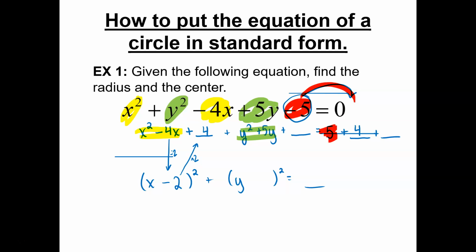Everybody okay there? Then I'm going to do the same thing with the y's. So I'm going to divide by 2 here, which does not go evenly, so I'm just going to leave it 5/2. And then I'm going to raise that to the second power, which would be 25 over 4.